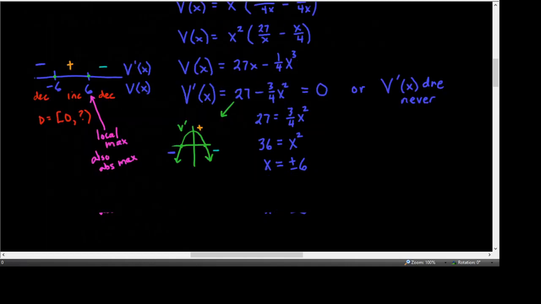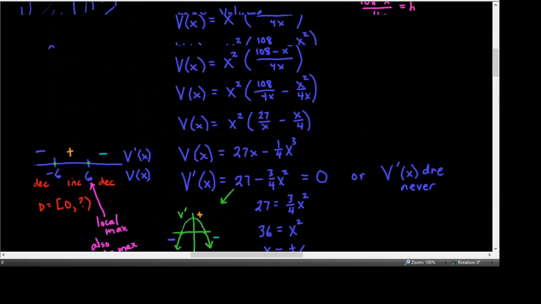Now the original question asked us to find the dimensions. So one of the dimensions, x, is 6 what? Do you remember the units? Well, the surface area was given in square inches, so 6 must be measured in inches. And then what's h? Well, we should go back up to the top and look and see what h is equal to.